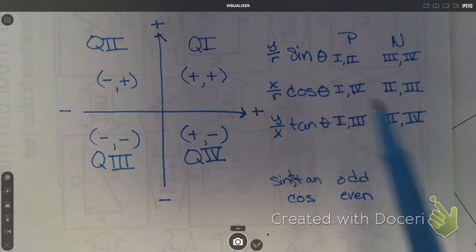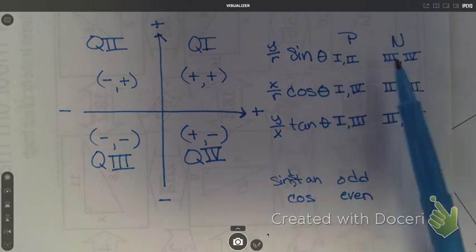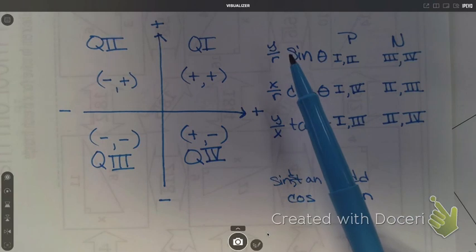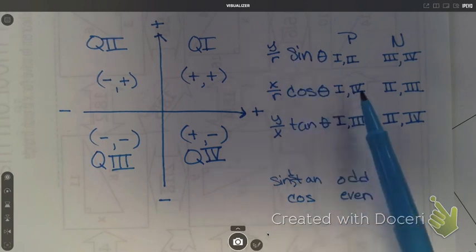You notice I didn't talk about cosecant, secant, or cotangent, did I? Well, cosecant is the reciprocal of sine. So is it still going to be positive and negative where sine is? Yes. Secant is the reciprocal of cosine, so it's going to follow the same rules.